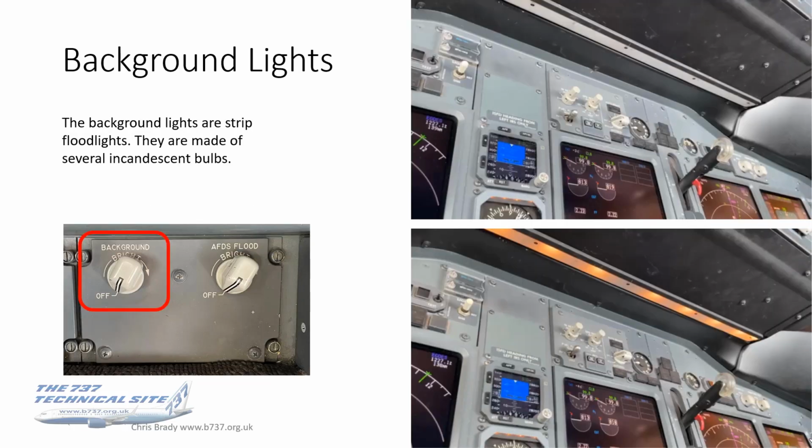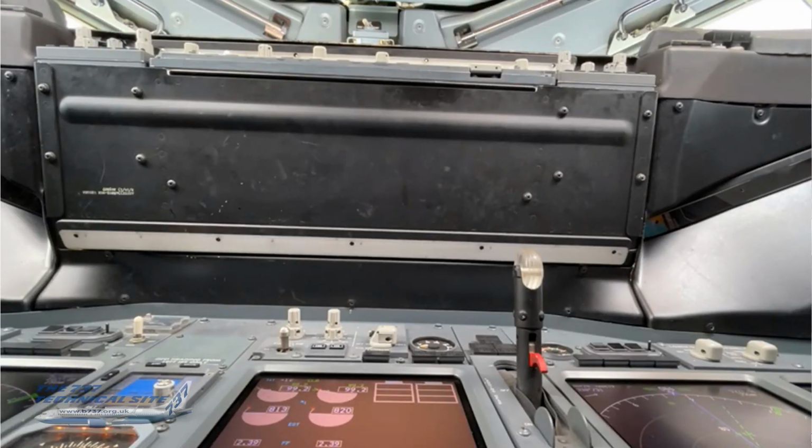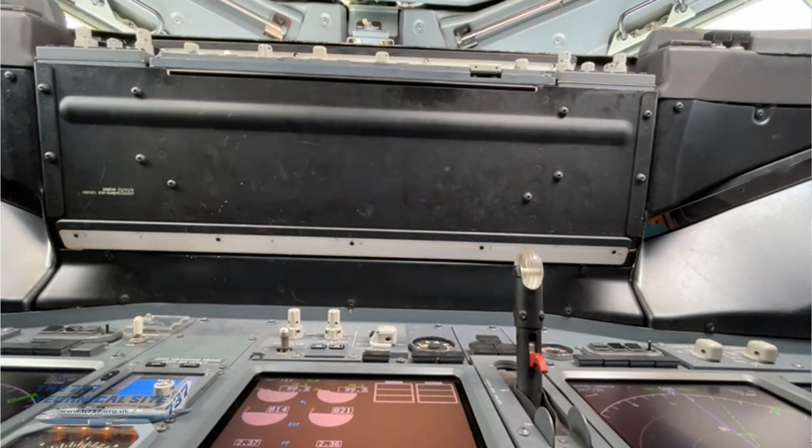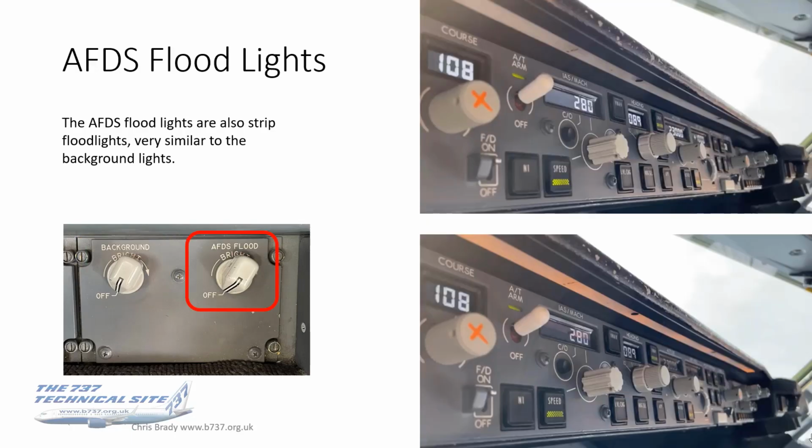Background lights, these are strip floodlights made of several incandescent bulbs. So you can see on the upper picture, and on the lower picture you can actually see the bulbs in there. You've got, let's see, 5, 6, 7, 8 bulbs shining through, where it's slightly more bright than the other areas. The AFDS floodlights, very similar arrangement, also strip floodlights.